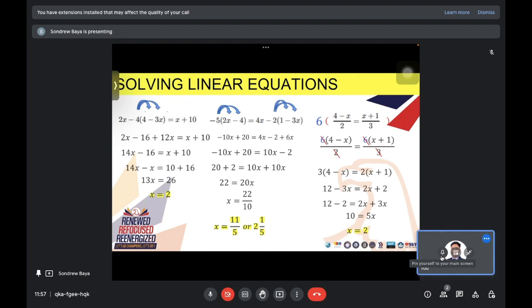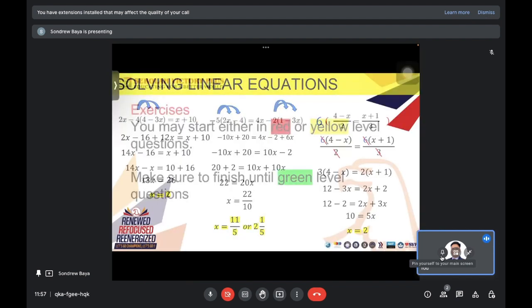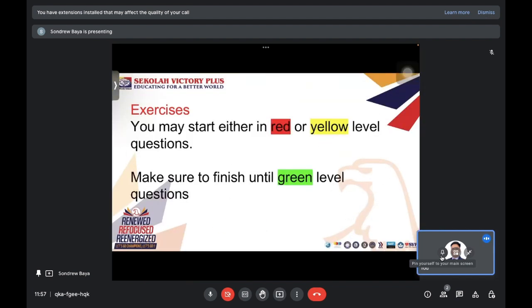And that's it for this particular lesson. So this will be done on Tuesday. Even on Monday evening, I'd like you to start answering either red or yellow level. But then on Tuesday, make sure to finish up until green level.